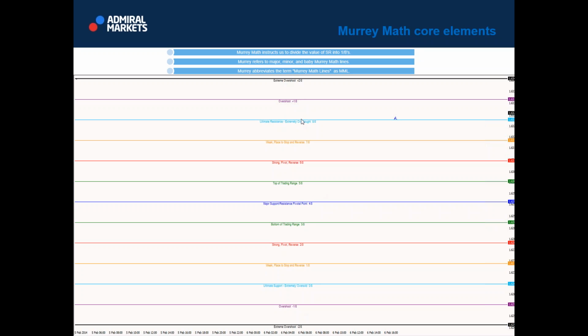Because here and above, the market is already in overbought territory, or here, the market is already in oversold territory. So the price will probably reverse at its extremes, and those are plus 2.8 and minus 2.8.